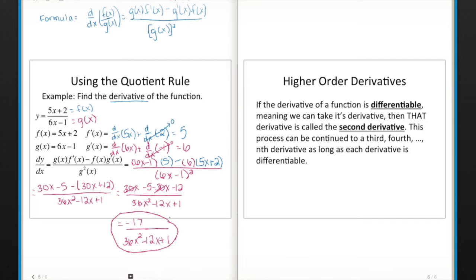One more topic I would really like to cover today is the idea of higher order derivatives. The derivative that we practiced today was the first derivative, meaning we only took the derivative one time. If that derivative we find is differentiable, meaning that we can take its derivative, the new derivative would be called the second derivative. This process can be continued to a third, fourth, fifth, all the way out to however many derivatives, as long as each derivative is differentiable.